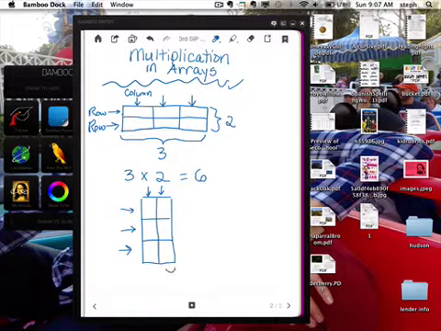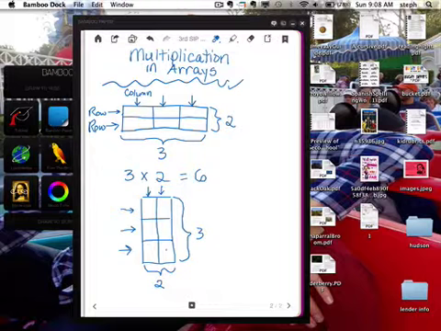So we can put a 2 here because we have 1, 2, and we can put a 3 here because we have 1, 2, 3 boxes going down. And we can model this one as 2 times 3 because you have 2 going across and 3 going this way. Let's count up our squares. Now we have 1, 2, 3, 4, 5, 6. So 2 times 3 is 6.